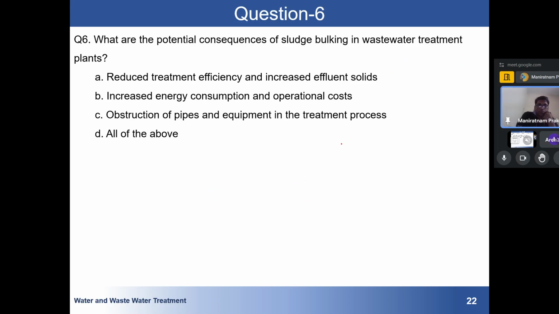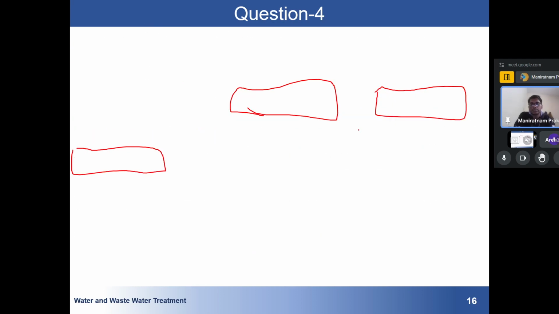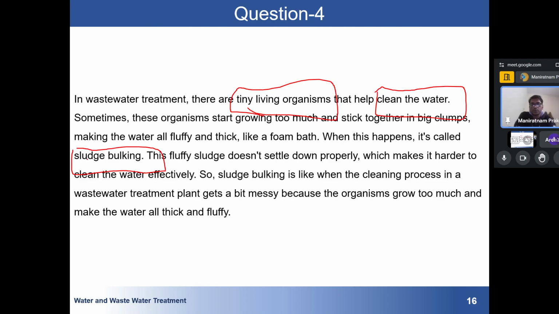What is the potential consequence of sludge bulking in wastewater treatment? We have already discussed sludge bulking, and I hope you remember this definition. If you don't, I am reading it again: tiny living organisms that help clean water. Sometimes these organisms start growing too much and stick together to form big clumps, making water all fluffy and thick.